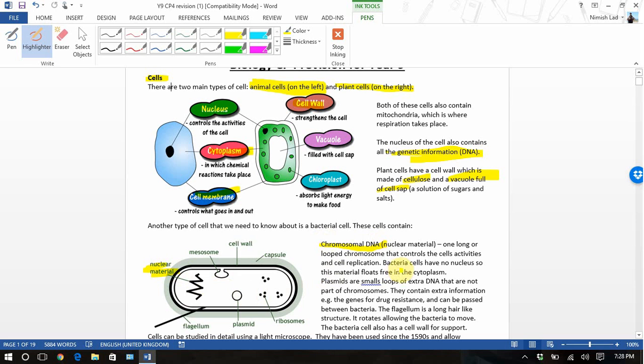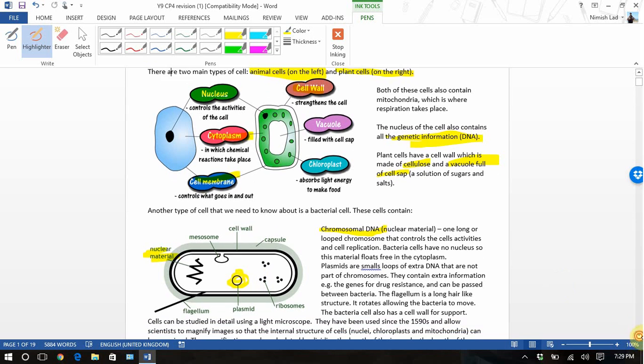The bacterial cells also have no nucleus, so that's what this nuclear material floating around is. And there are these plasmids, small loops of extra DNA that are not part of chromosomes. They contain the extra information, so like genes for drug resistance and the ability to create insulin, so all of that's within the plasmid. And they can be passed between bacteria. So that's how they actually do genetic engineering of insulin, by using that idea.